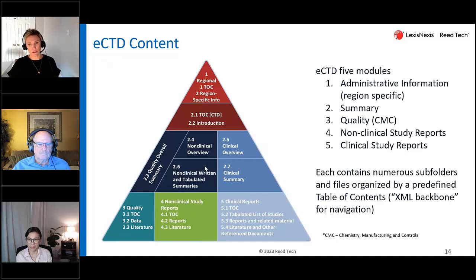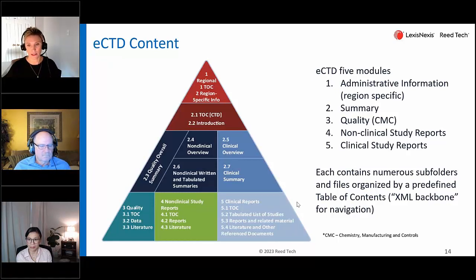So moving on to Module 3, we have the quality, or CMC, which is chemistry, manufacturing, and controls. Then in Module 4, you have your non-clinical or animal studies. And in Module 5 is where your clinical and human studies would reside. So this is a very high level picture of the sections.